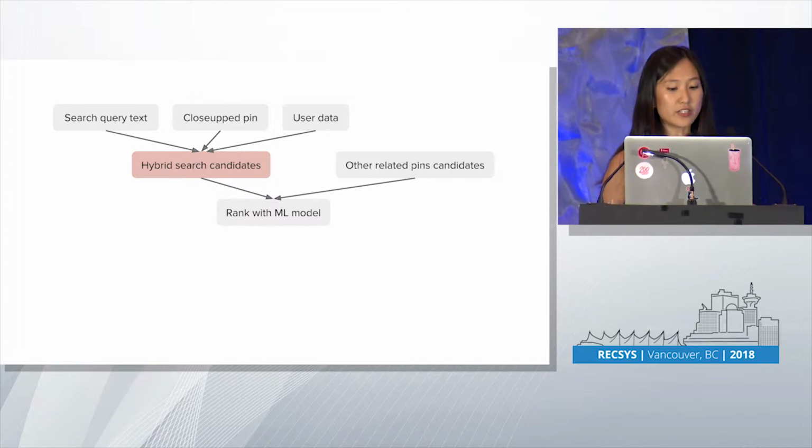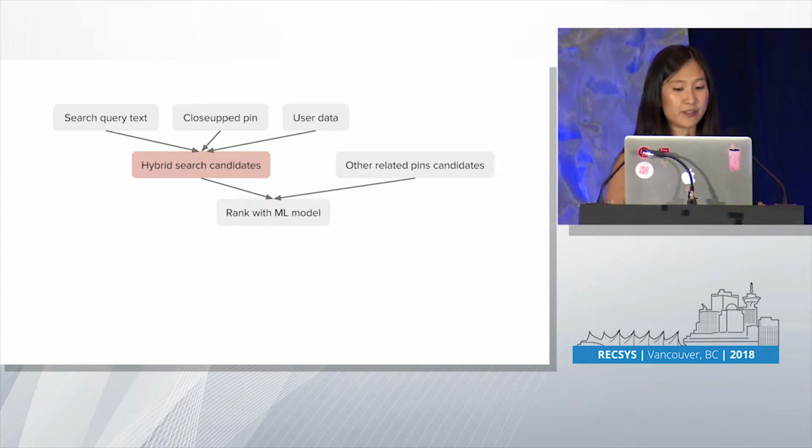In addition to this, we also reduced the number of pins going through full scoring on the search backend to help save on cost as well. These modifications helped us reduce our total cost to 10% of the original cost, which made it possible to ship hybrid search candidates to all users.